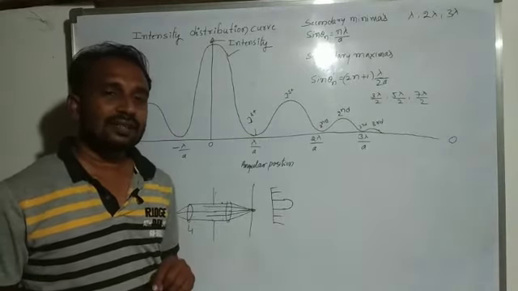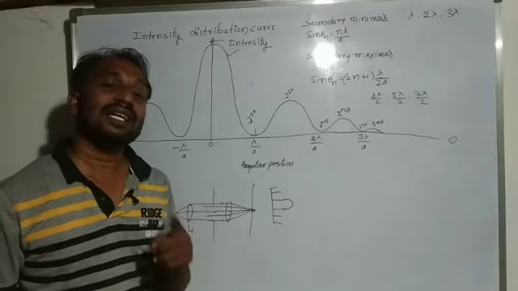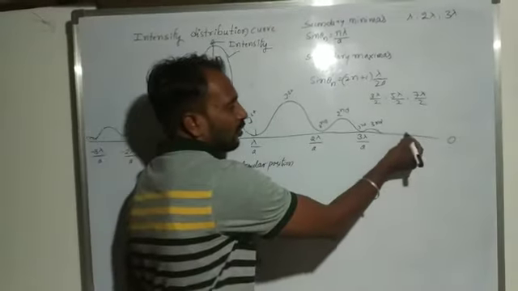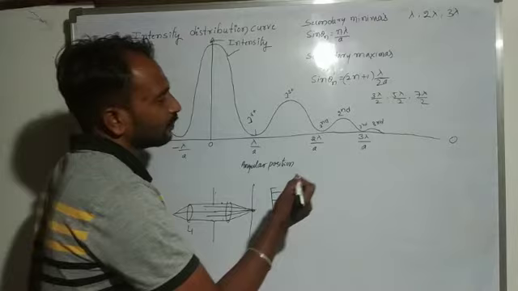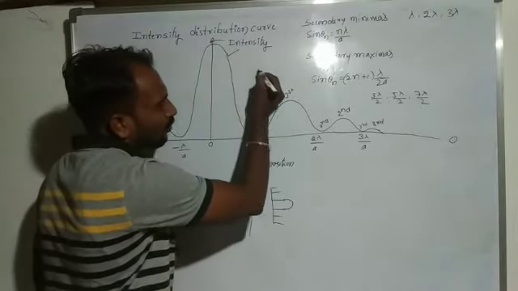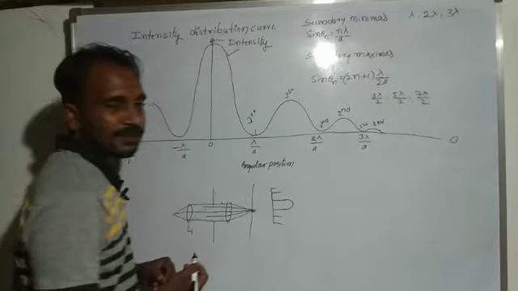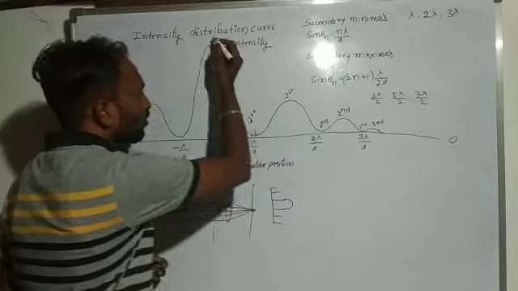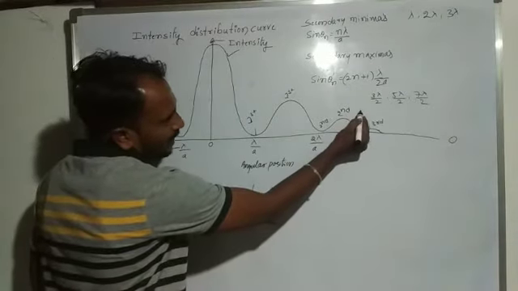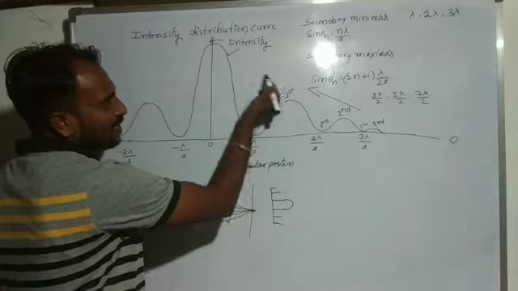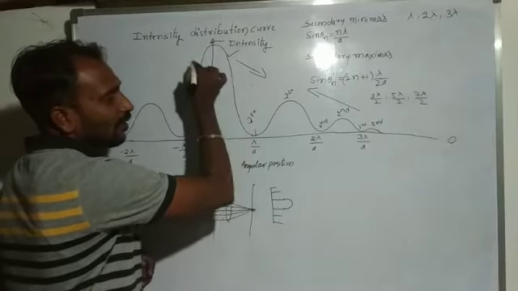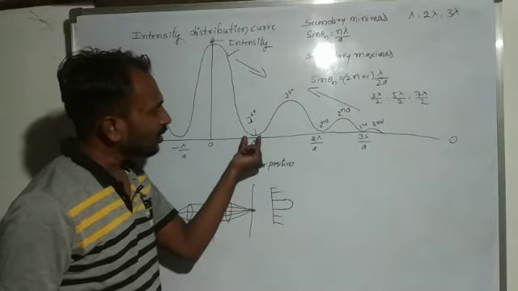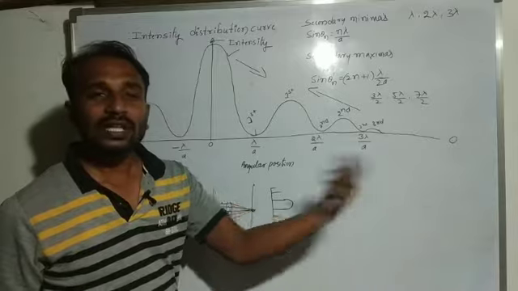The intensity of the secondary maxima increases from 0. So the intensity of a secondary maxima goes on decreasing, and the intensity of the secondary minima goes on increasing from the central maxima. In this direction the intensity of the secondary maxima decreases, but the minima's intensity goes on increasing.